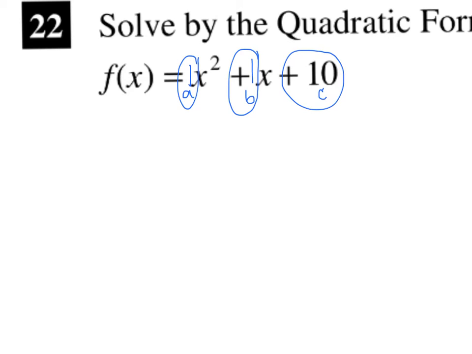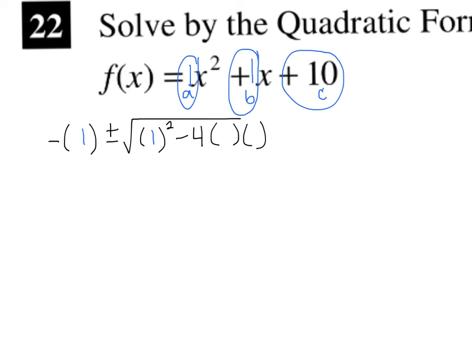It's perfectly fine. So the formula is negative b, so negative 1, plus or minus the square root of b squared, so 1 squared, minus 4 times a times c. So a is 1 and c is 10, all divided by 2 times a, which is 1.